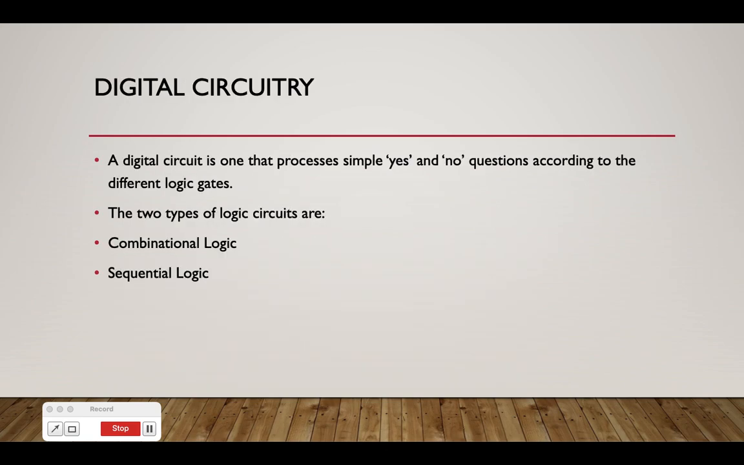So digital circuitry. What is a digital circuit? It's one that processes simple yes and no questions according to the different logic gates. So the 2 types of logic circuits that we're going to talk about are combinational logic and sequential logic.